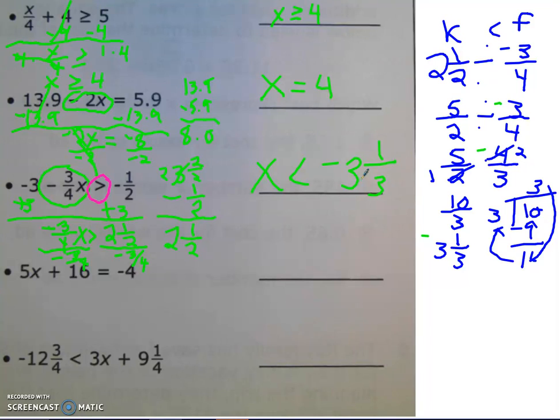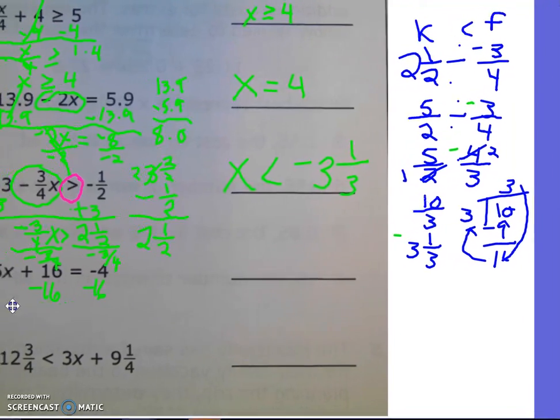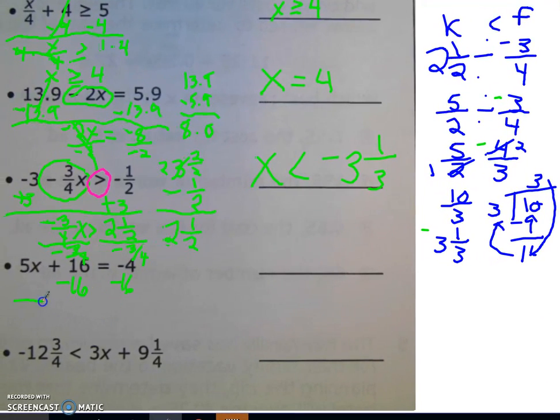Okay, so the next one. We have to do the opposite of plus 16, which is minus 16. When you have negative 4 minus 16, whoopsie, that's going to become negative 20. And then you have 5x equals negative 20. You divide both sides by 5. And then this cancels out. This cancels out. So negative 20 divided by positive 5 is negative 4.